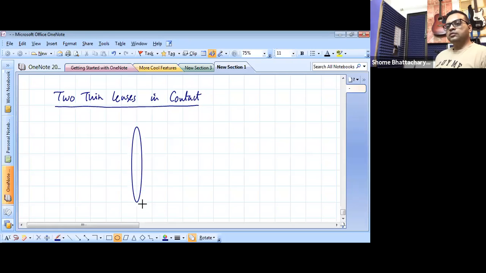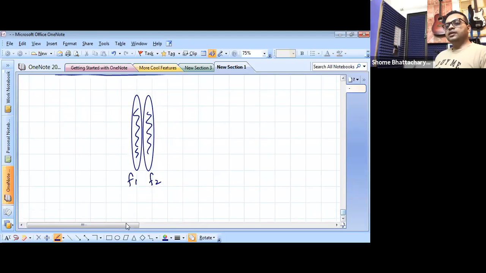Suppose we have, just for the sake of argument, I'm taking both the lenses to be convex, but they could be anything else. Any combination of two lenses. So this one has a focal length f1. This one has a focal length f2. And we want to understand equivalently how they behave. So we just throw light on them parallel to the principal axis and find out where the final image is. That becomes the equivalent focal length for the combination.